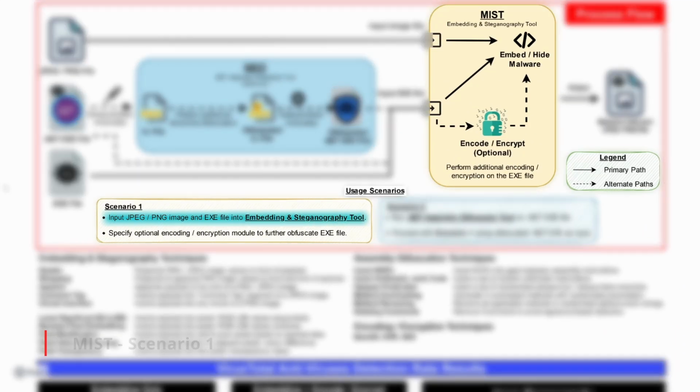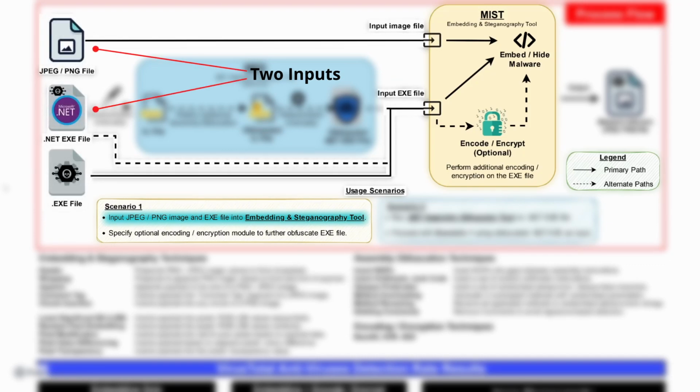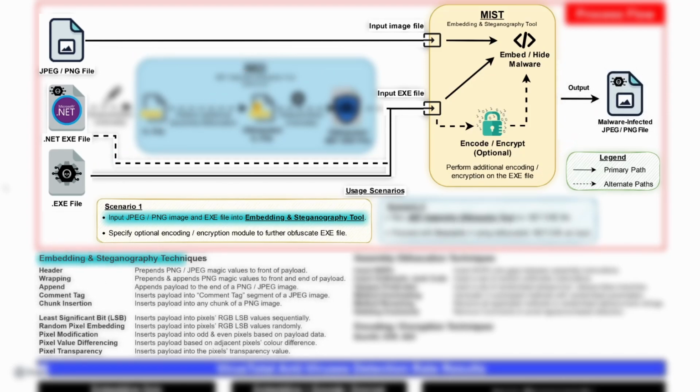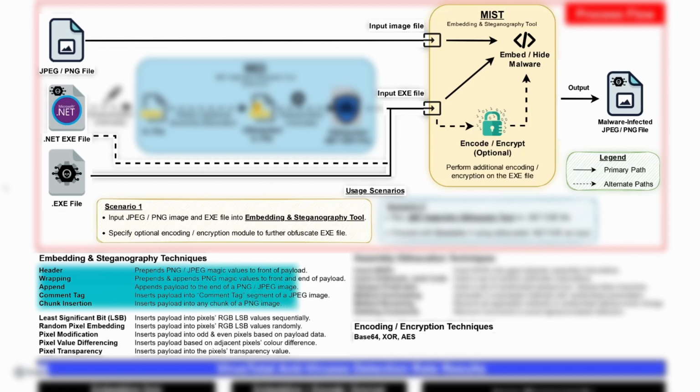MIST, our Embedding and Steganography tool, has two inputs. It takes in an image and an executable and hides the executable into the image. The output is a malware-infected image file. Users can choose the obfuscation technique they want MIST to use and specify any optional encoding or encryption module to apply to the malware before it is hidden into the image. MIST supports 5 embedding techniques, 5 steganography techniques, and 3 encoding and encryption techniques.